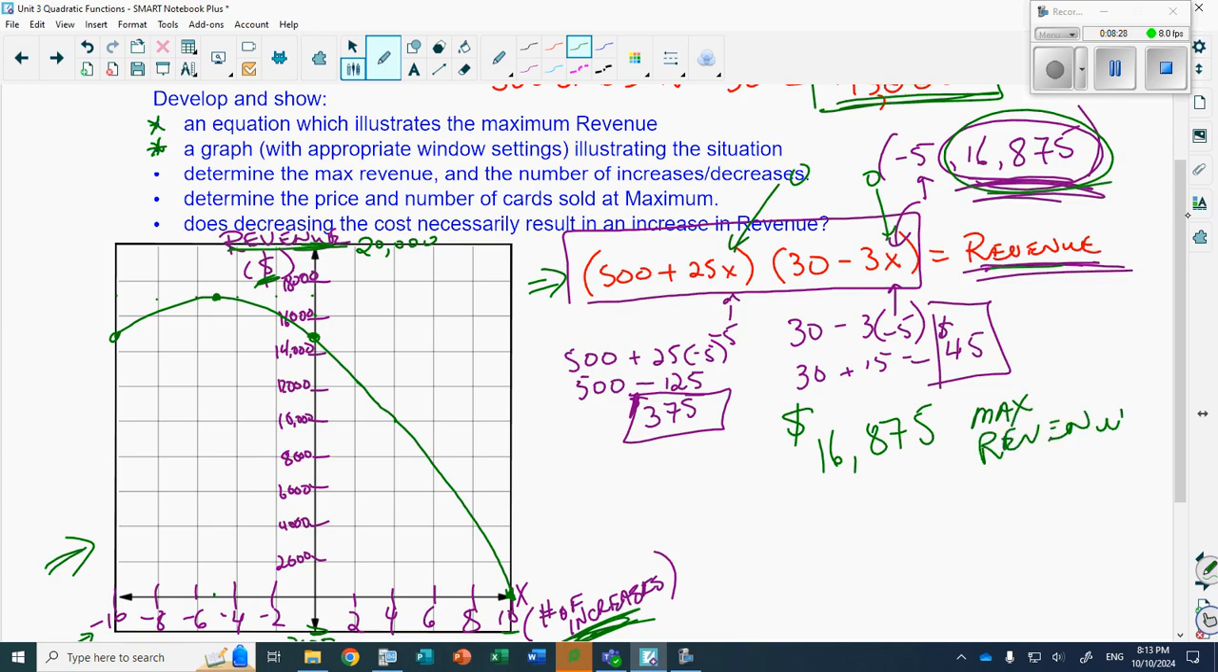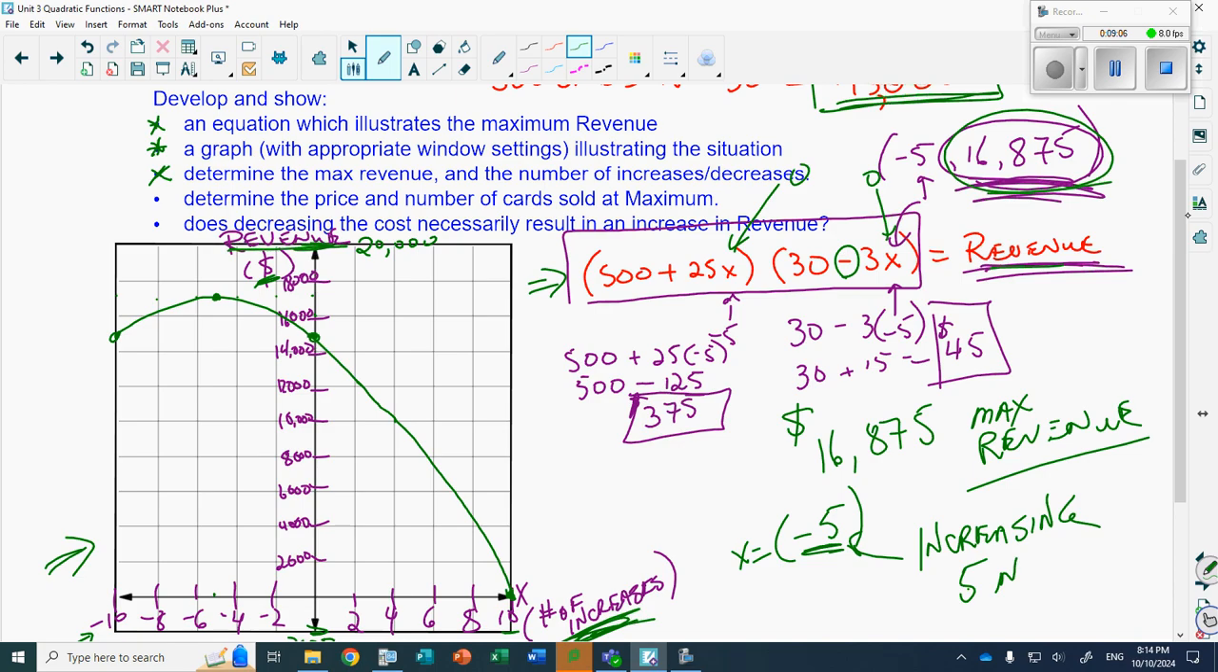Don't just write down the coordinates because the coordinates mean nothing to somebody who's marking this. Telling me it's 16,875 is where you want to go. Determine the max revenue then, we just did that, and the number of increases or decreases. Well, how would you say this? This is -5. X equals -5, which means actually, remember, you were talking originally about decreasing these things. That's why this is a negative. You're talking decreases, but you found out that it was a negative, which worked out to be actually increasing the cost by 5 increases, by 5 increments of increases.